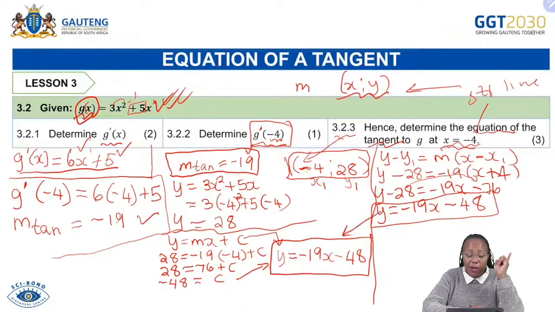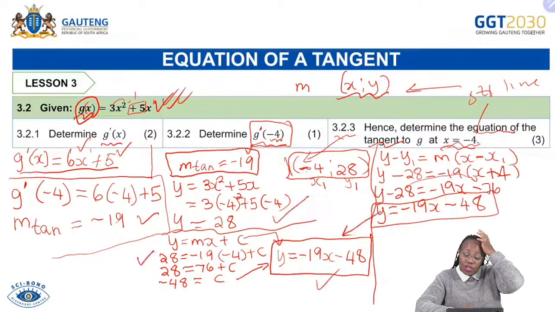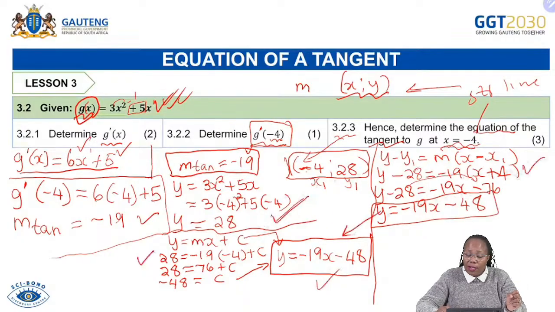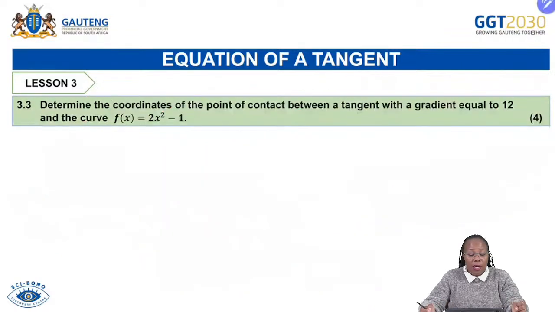So the first mark goes for the value of y. The second mark goes for substitution into the correct formula. The third mark will be for the final equation. The same applies here. It will be for the value of y, the substitution, and the equation. So these problems were 3 marks.